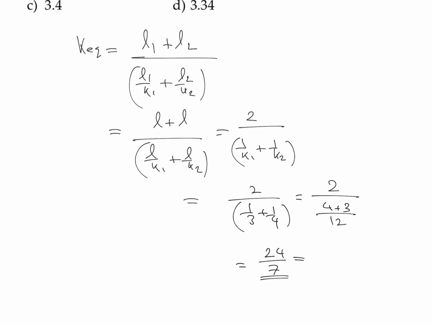So we'll get the answer as 24 divided by 7, which is equal to 3.428, or you can approximately write it as 3.43.